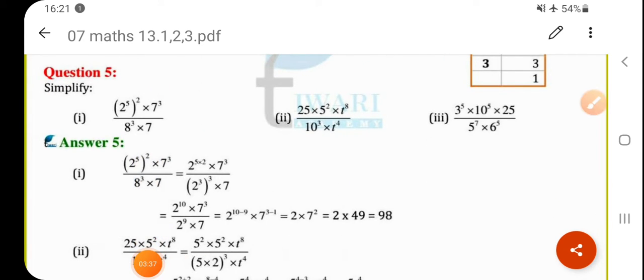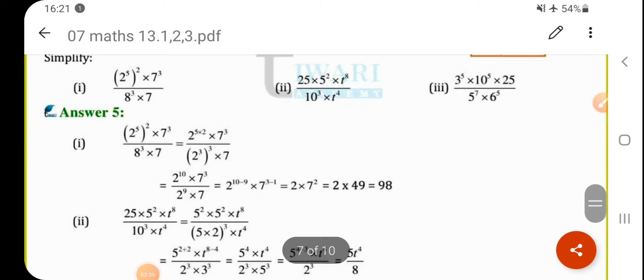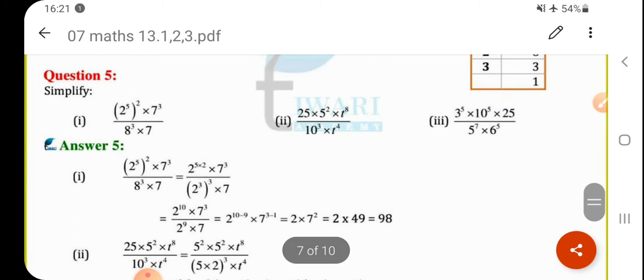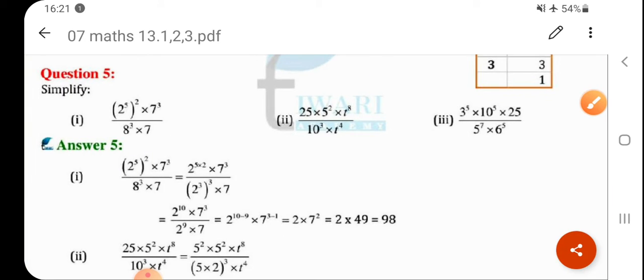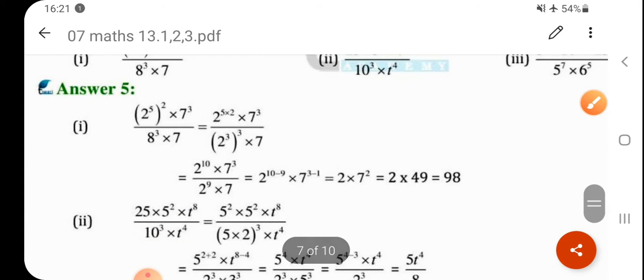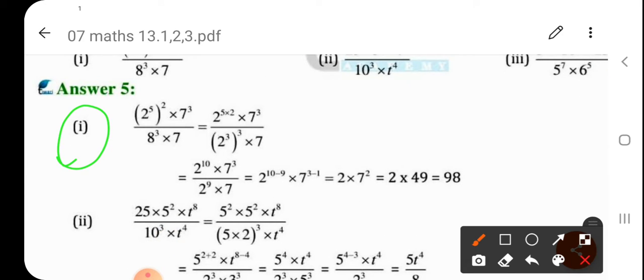Next, question number 5. Simplify. Step by step you have to see each term and simplify. Let's see the first one. This is the first example.